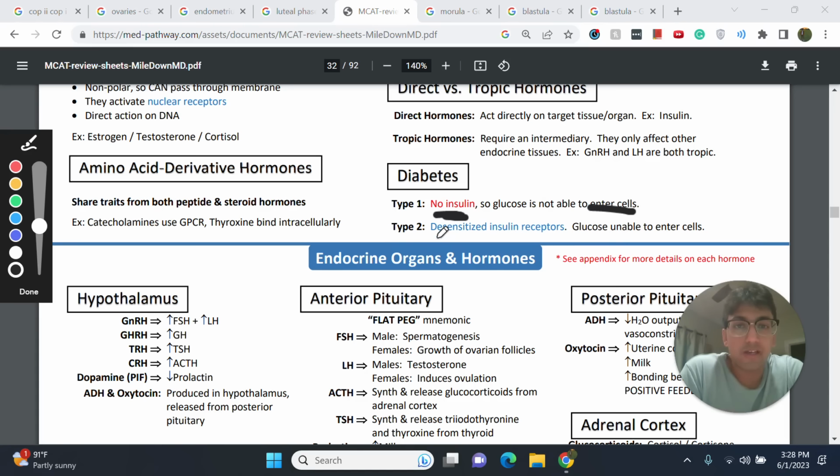Another one is that the insulin receptors are desensitized, so they work less efficiently, and so glucose is still unable to enter the cell even if we have enough insulin, just because the receptors aren't working.